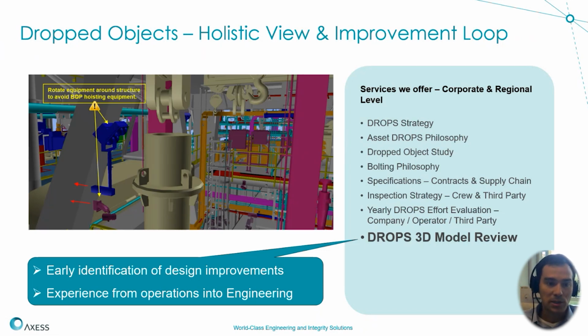Another one was simply rotating the item so it is not in the way of moving equipment. Of course, this could create a need for reassessing the studies, such as illumination studies. But in this case, we found that just by rotating, we could still get this improved and removed out of the line of fire for the BOP hoisting equipment.